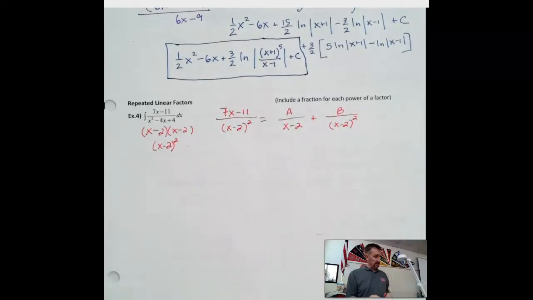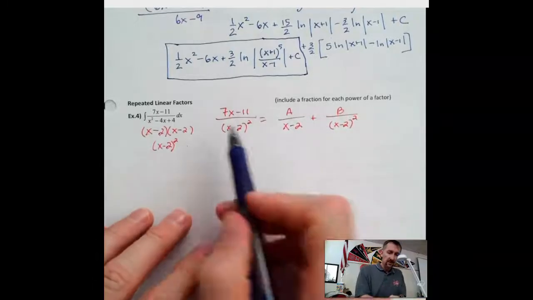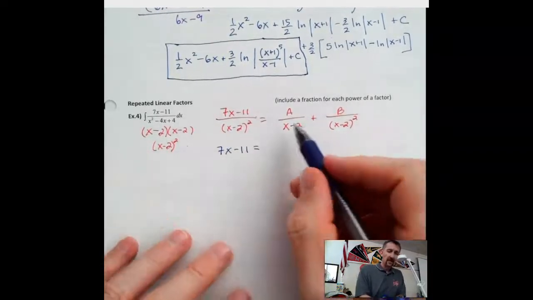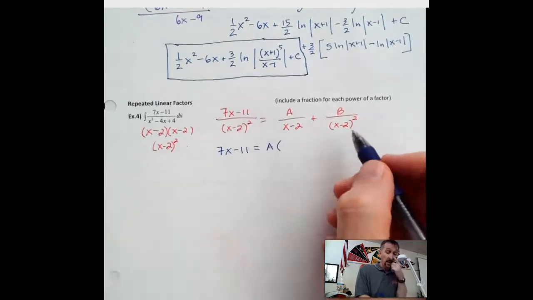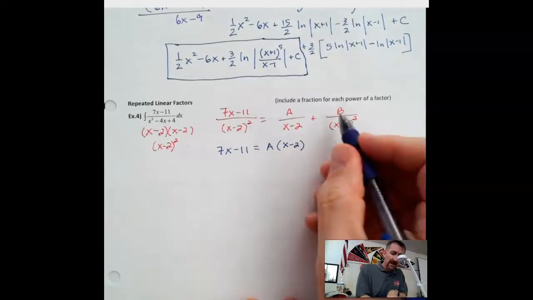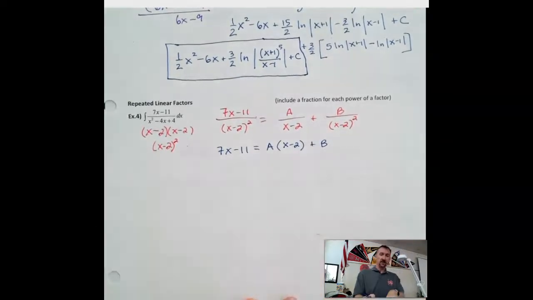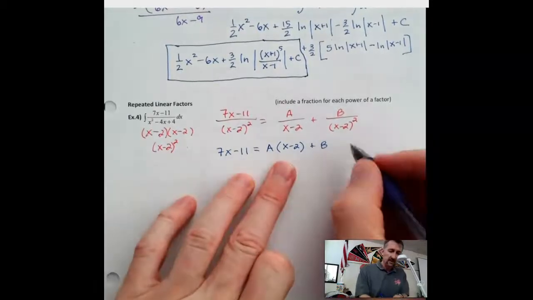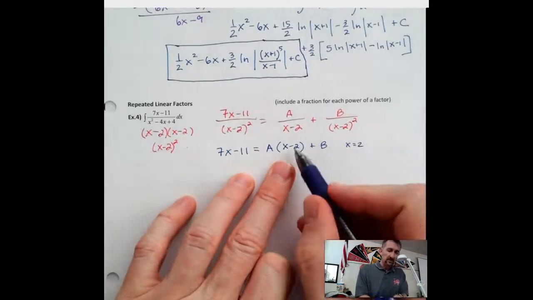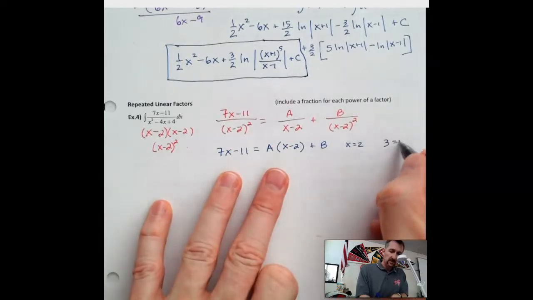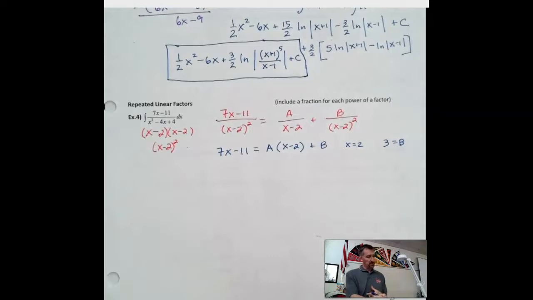Okay. But now, mostly it's the same. You've got to do a little bit more work on the system of equations here. So if you multiply this whole thing by the common denominator, you're going to get 7x minus 11, and then here you're going to have A times x minus 2. But on the end, you're just going to have B because that's going to cancel out. Okay? So we can let x equal 2. If x equals 2, this will be gone. That'll be 14 minus 11, so that'll be 3. So then we find out that B equals 3.